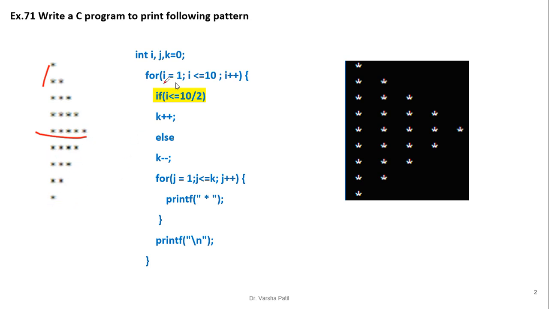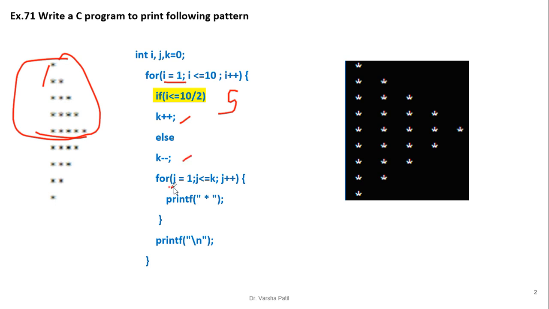Here our 10 rows are there, so we are moving this loop 10 times, that is i equal to 1, i is less than or equal to 10, i plus plus. When i is up to 5, we require to do the increment. So if i is less than or equal to 10 by 2, here 10 by 2 is nothing but 5. You can make the program general, you only require to make changes according to your n value. If i is less than or equal to 10 by 2, then we go for k plus plus, otherwise we go for k minus minus.